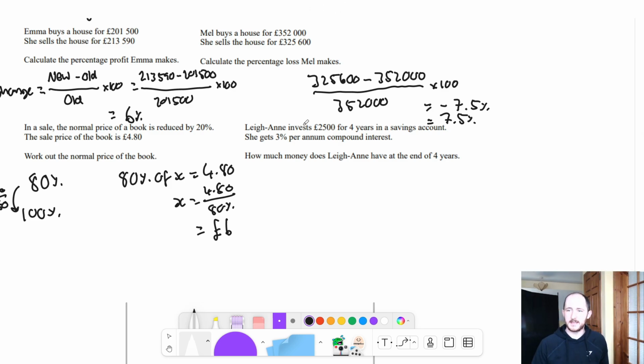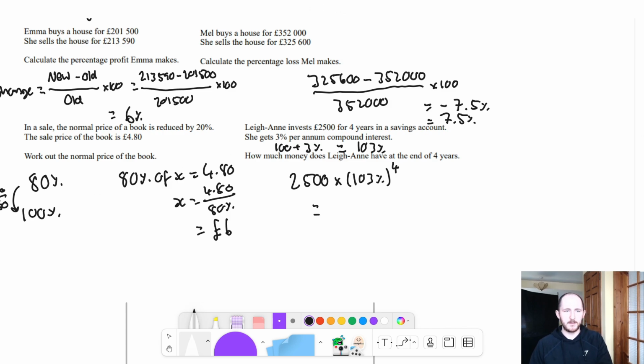So what they're basically saying is every year you're gaining 3%. So in other words, it's becoming 100 plus 3% of its value. So it's becoming 103% of its value. Yeah? Because if you're 100% your original, you're getting an additional 3%. So in total you're having 103%. So here's the formula. You take the original amount of money, 2,500, you times it by the percentage, so 103%, and you do it to the power of the number of years. That's it.